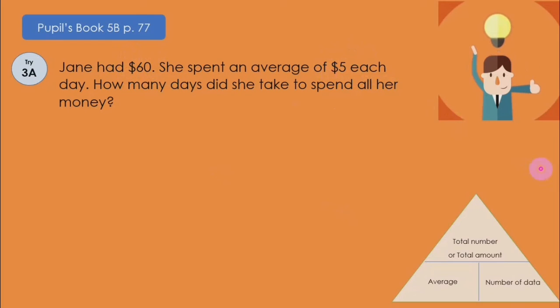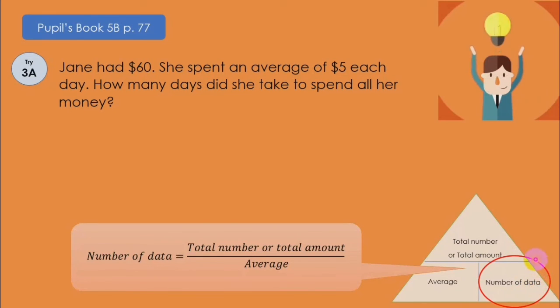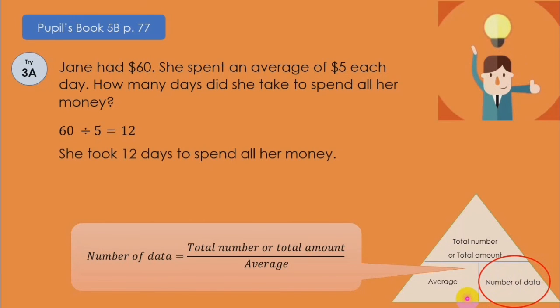Remember, we can use this magic triangle to help us. We know that the total amount of money is $60 and the given average is $5. What do we need to find? We need to find the number of the day. How can we find the number of the days? Amazing! Look at this triangle. We can find the number of the days by dividing the total amount of money by the average she spent. What is 60 divided by 5? It is 12. Well done. Hence, she took 12 days to spend all her money.